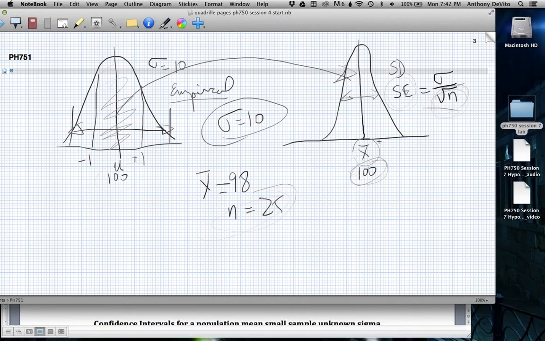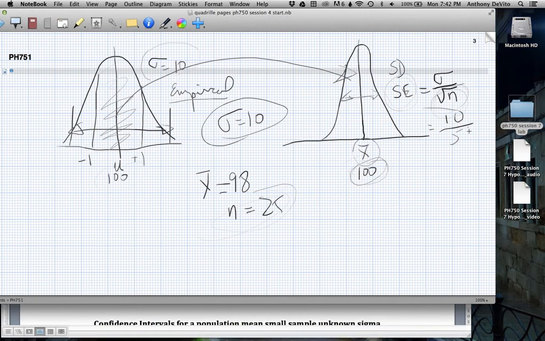Well, for size 25, the standard error would be equal to 10, which was the standard deviation for the population, divided by the square root of the sample size. The square root of 25 is 5. It's going to be 2. So my standard error here is equal to 2.